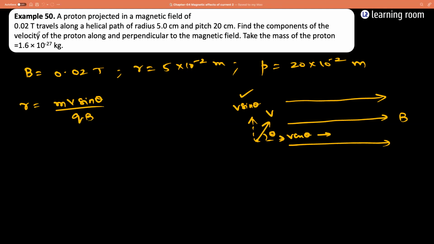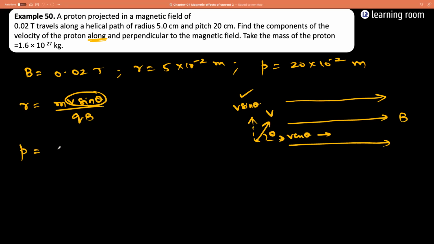So what they are asking is to find the velocity of the proton along and perpendicular, which means they are asking the value of v sin theta and v cos theta. So v cos theta participates in the pitch. V sin theta participates in the radius. Sir, along is only V cos theta. That's what I'm saying. Listen to me carefully. V cos theta is along. V cos theta participates in pitch. I'm only talking about V cos theta or V sin theta. Either perpendicular or horizontal, you have to decide.